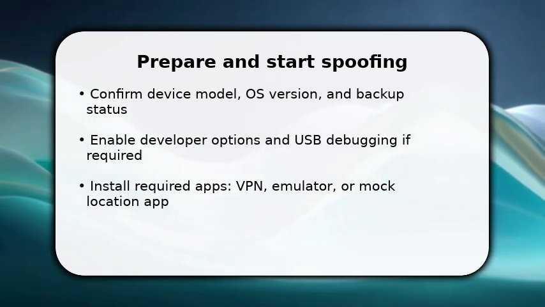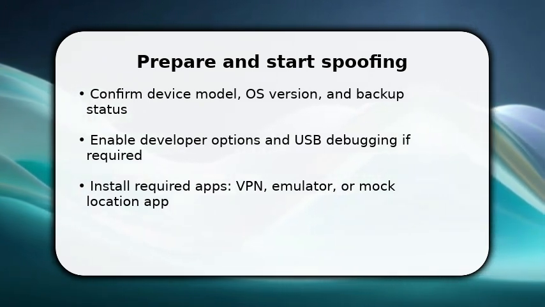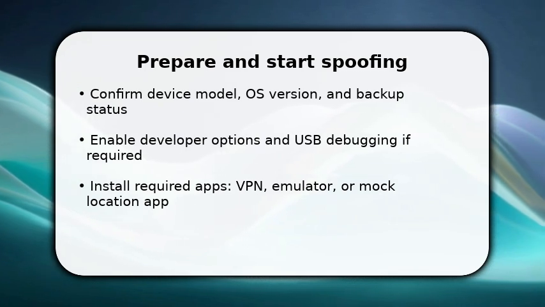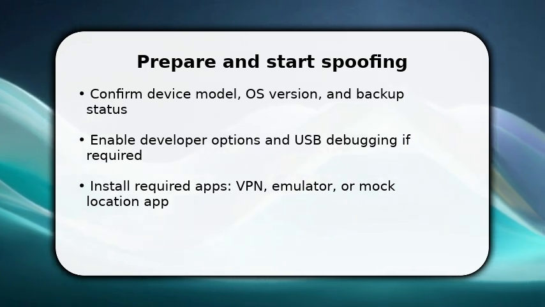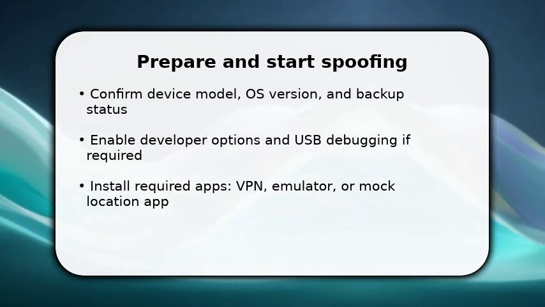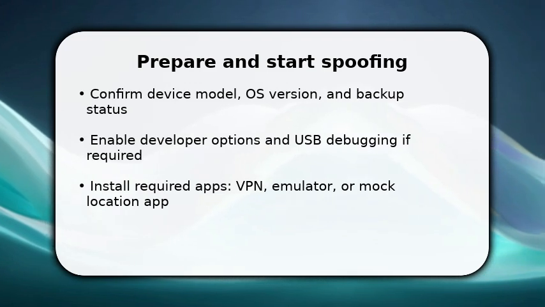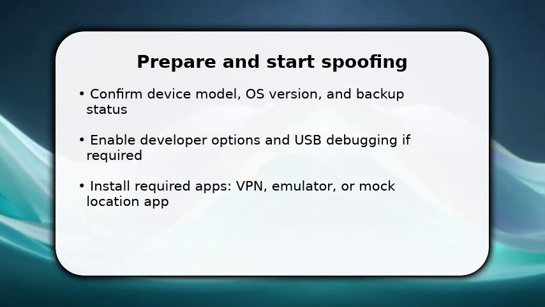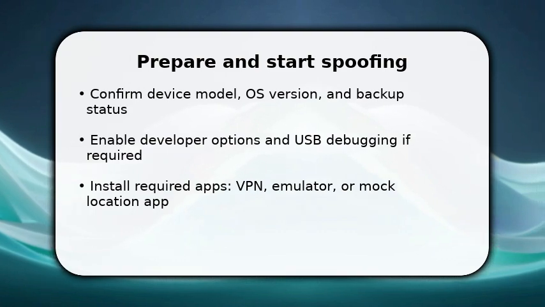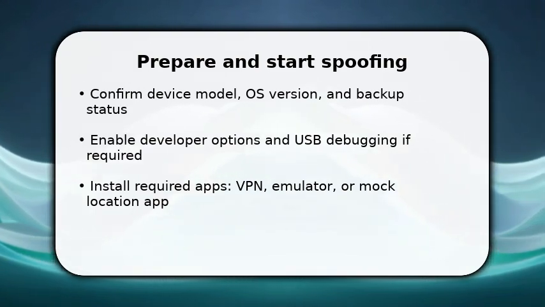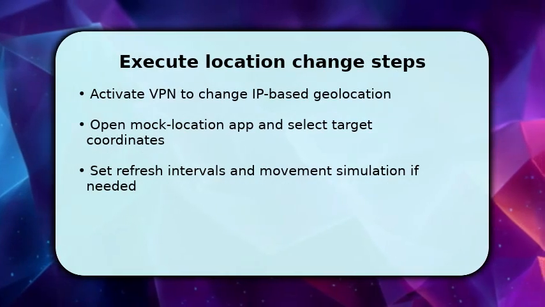Install a reliable VPN and a dedicated mock location app, or use an emulator on your computer. These let you control both IP-based and GPS-based location. Make sure to grant location permission and set the mock app as the location provider, so the system will accept the new coordinates. You now execute the core steps.